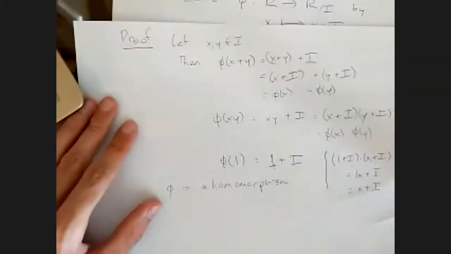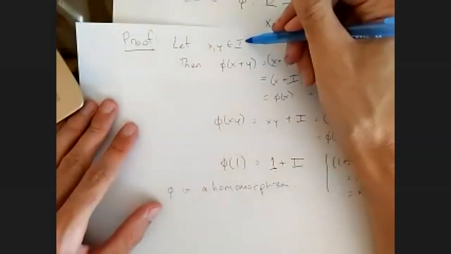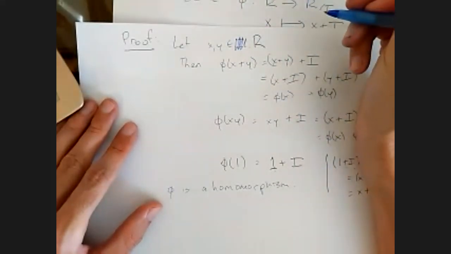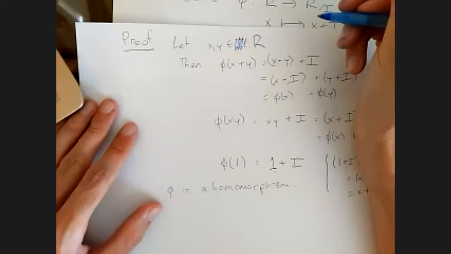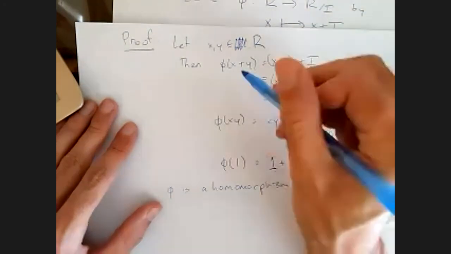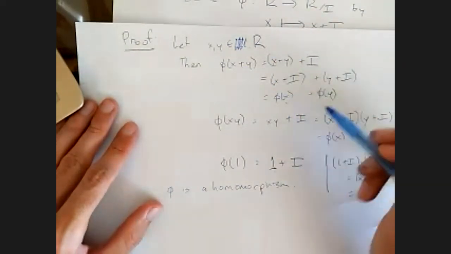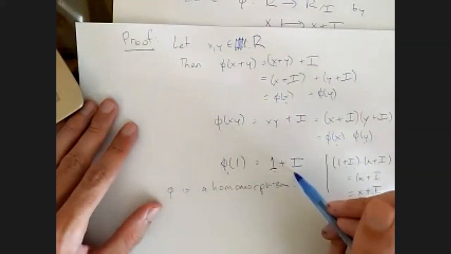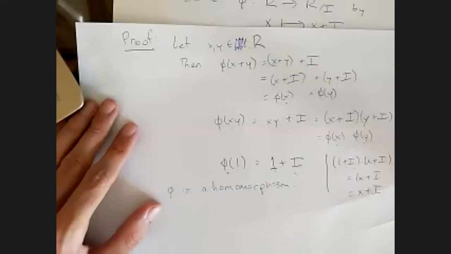Oh yes, so I did say let x, y be in I. That makes no sense. Sorry, you are correct. It should be x, y in R. Sorry about that. Because what we're checking is that phi of x plus y equals phi of x plus phi of y, phi of xy equals phi of x times phi of y, and phi of 1 equals 1. And we have checked all those things, so we have a homomorphism.